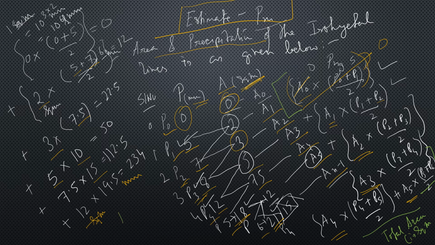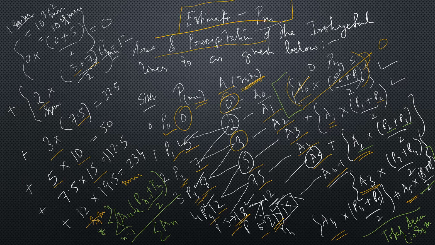This is what I am saying: this is the summation of A(n minus 1) multiplied by (P(n minus 1) plus Pn) divided by 2, with n from 1 to n. So the entire expression is shortened into this. If n is equal to 3, this will be 3, this will be 2, and so on. We are adding all these things. Now this entire thing is divided by the total area, that means the summation of An.